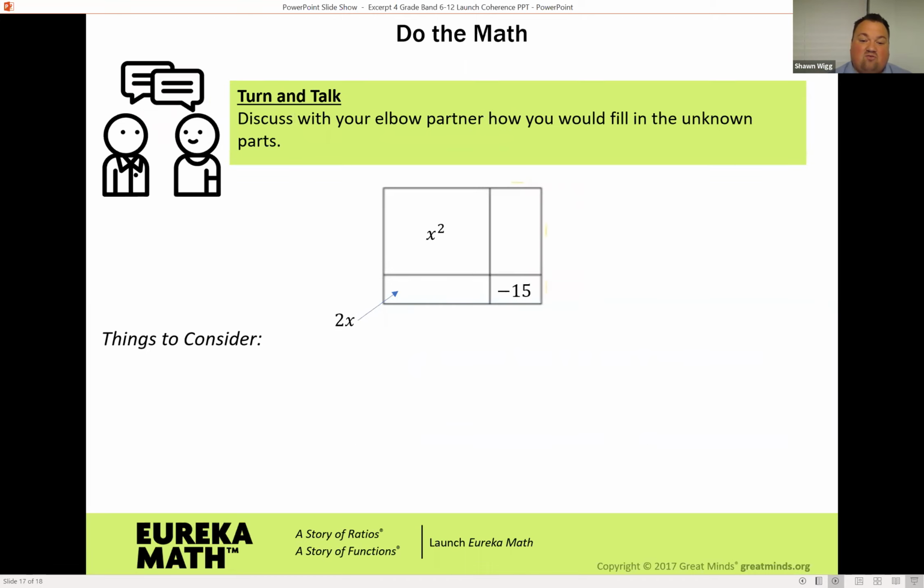So let's see what happens. Now we know we've got the x squared and the negative 15. What I'd like you to do, take a couple minutes with your elbow partner, and discuss how you would fill in these unknown pieces. We don't know the missing partial products. We don't know the unknown terms of our ending binomials. What might we do to fill this in? How would we do this with this model? Let's take a couple minutes and talk through those together.